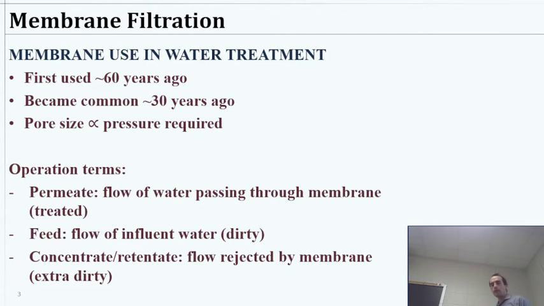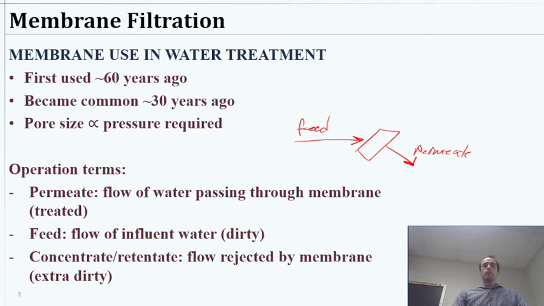Okay, so then we'll have a feed. Typically, when we're talking about operation, when we say permeate, we're talking about if we have some sort of a membrane and we have flow going to it and some through it, then this would be the permeate. And of course, then a feed flow would be the water that we are feeding to the membrane, the water that we want to clean but is currently dirty, right? So that would be our definition there.